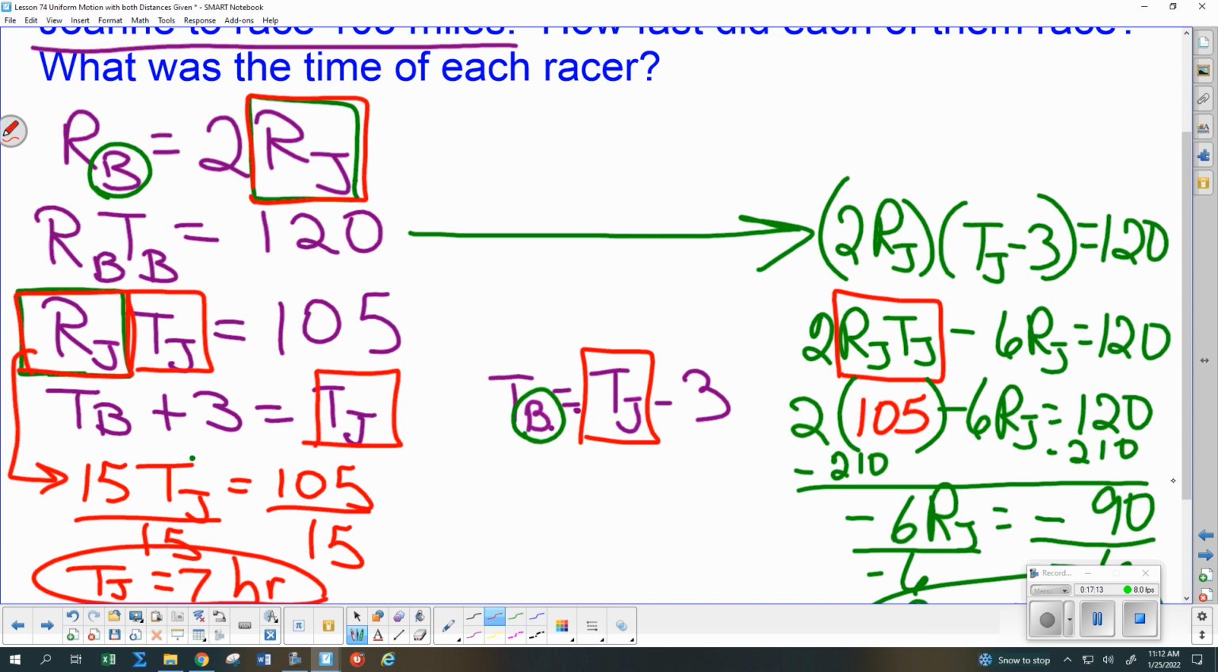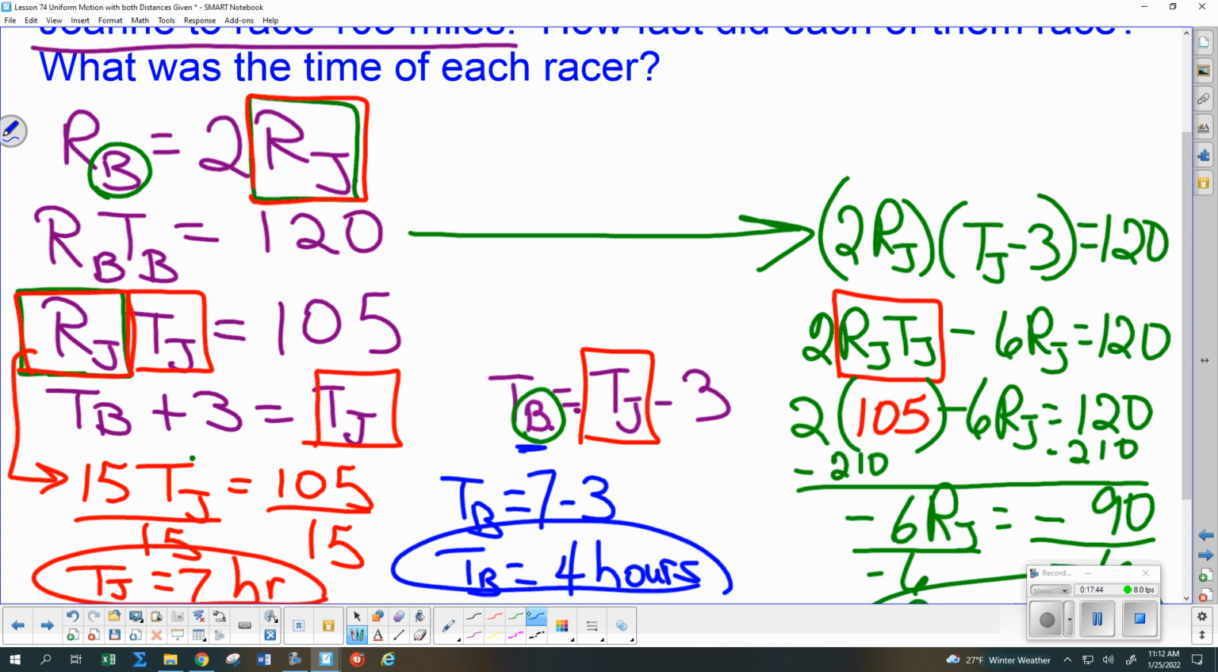So which of the B's do you want to find next? Look at everything I've put a box around and tell me whether you want to find RB or TB next. You could do either one. Sabrea? So Sabrea wants to do TB, which means this equation here. So TB will be TJ, which is 7, minus 3. Everybody shout out, what's TB? And that means now we've got TB also.